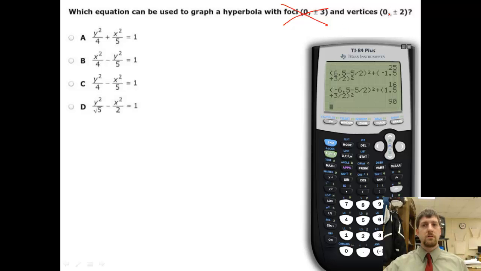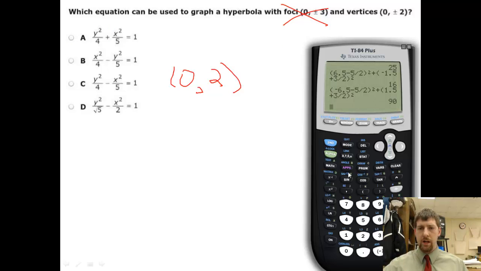So vertices, it gives you two of them, 0, 2, and 0, negative 2. Pick one. It doesn't make a difference. If we get a lot of things that keep coming out again and again, we'll try the second one. But usually one of them is enough, gives you enough information. So let's go with 0, positive 2. It's less stuff to type in. So I go 0, positive 2.